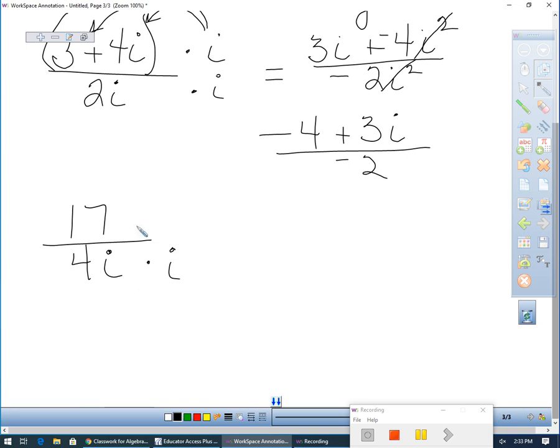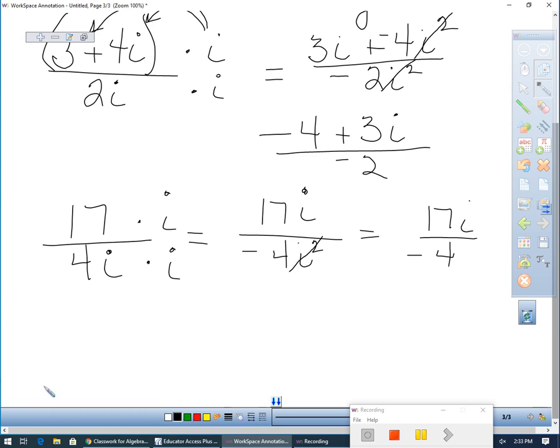Whatever I do to the bottom, I have to do to the top. 17 times I is 17I. On the bottom, 4I times I is 4I squared. Correct. I cancel that I squared and make it a -4. So it's 17I over -4.